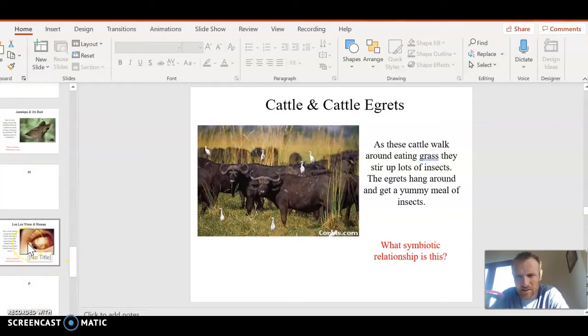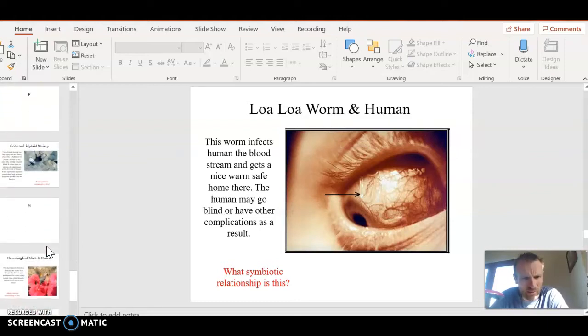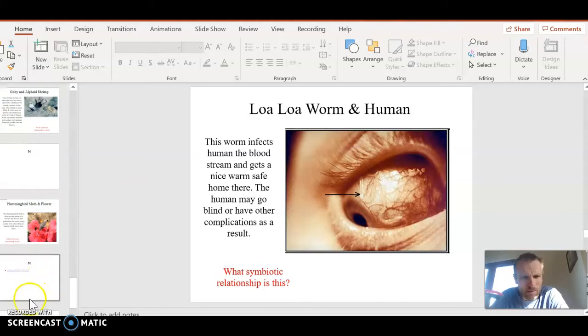Let's look at this next picture. It's a little bit gross, so if you don't want to look, this is a parasitism example. This is the Loa loa worm in a human. Not very common around here, but the worm infects humans in the bloodstream and gets a nice, safe, warm home. So for a parasite, a human host may go blind. That's obviously going to be bad for us if we get the loa worm. So go ahead and avoid that one. I'm going to pause the video.